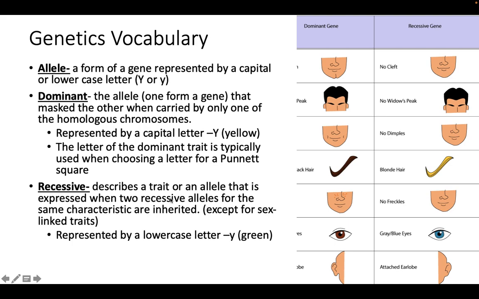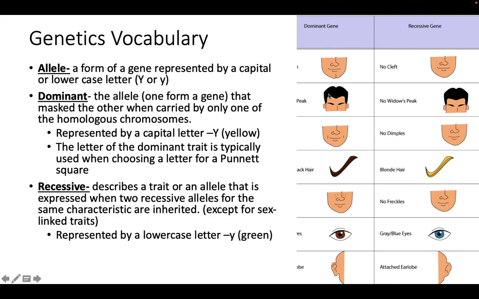Recessive, on the other hand, is the one that's essentially hidden. So it's there, but it's hidden if there's a dominant trait. The only way that the recessive trait is expressed is if there are two recessive alleles for the same characteristic. And that's with the exception of sex-linked traits. We'll get into that in a different lesson, so don't worry about that right now. So if green is the other color, we would use a lowercase y for that.